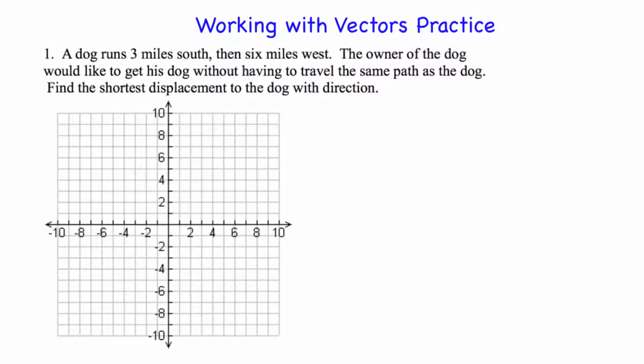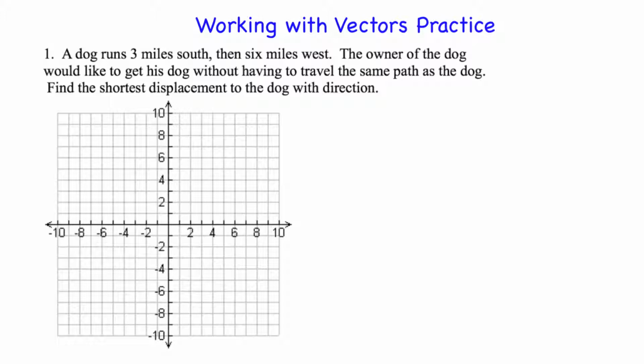Alright, let's get some practice working with vectors now that we've talked about how to add them when they're parallel or perpendicular. Here's a typical problem. A dog runs 3 miles south, then 6 miles west. The owner of the dog would like to get his dog without having to travel the same path as the dog. Find the shortest displacement to the dog with direction.